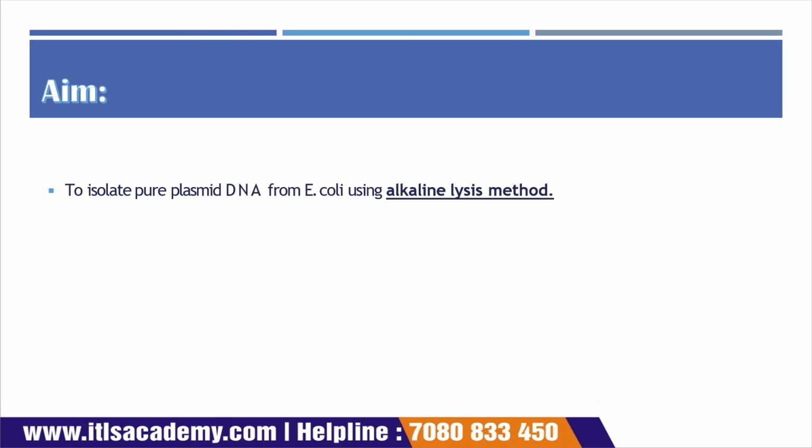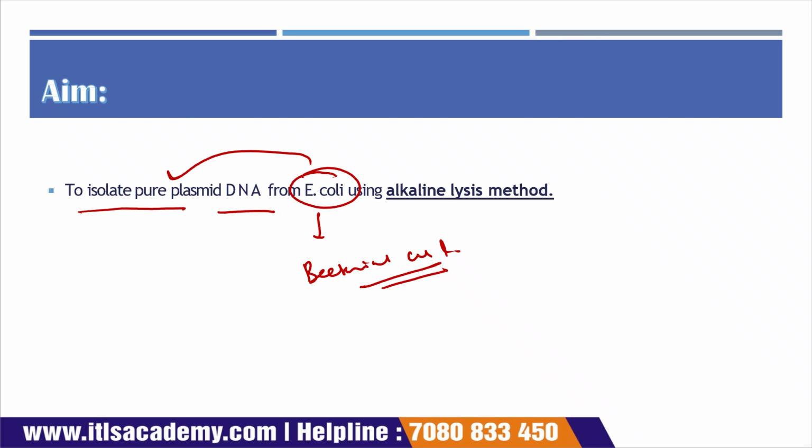Then the practical part. Here the aim is what? We have to isolate the pure plasmid DNA from E. coli. Here the bacterial cell is E. coli, and in E. coli we have to isolate the pure plasmid DNA, and the method that we are going to use is the alkaline lysis method.